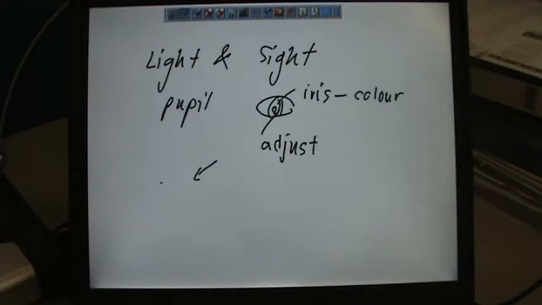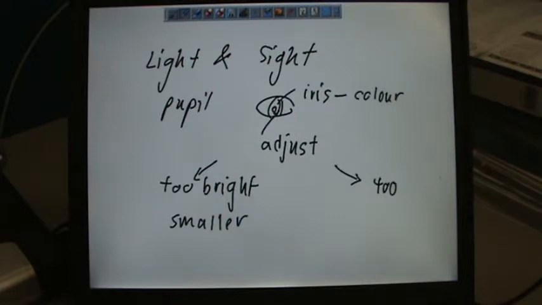If it is too bright, the pupil can adjust itself to be smaller. If the surrounding is too dark, then it will adjust itself to open as large as possible to get in any tiny amounts of light.